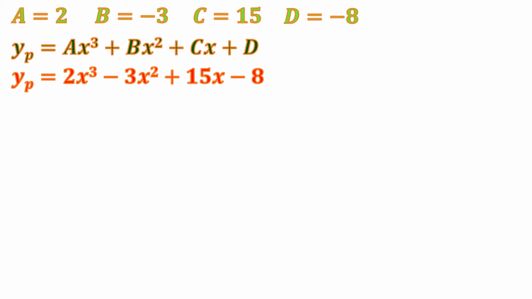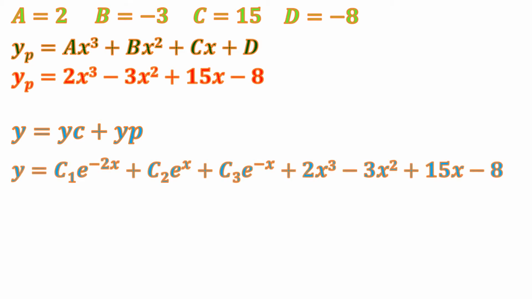And then we're gonna go back to our general solution, y equals the yc plus yp. So now y is equal to the yc, c1 e to the negative 2x plus c2 e to the x plus c3 e to the negative x, plus the yp. The yp is 2x cubed minus 3x squared plus 15x minus 8. And that is our general solution.